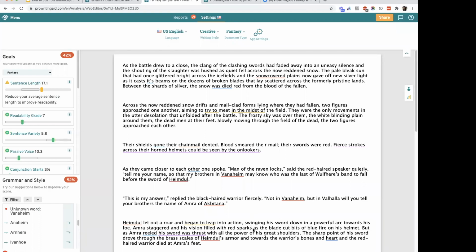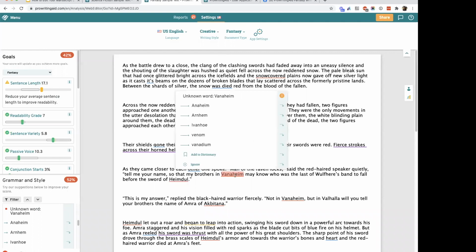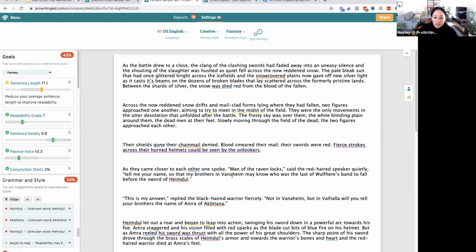Do you want to show people how they can add things to their dictionary? I think that's really important for fantasy writers that have strange character names and places, etc. Yep. So anywhere you have a misspelled word, you can just hover over it and hit add to dictionary, and you can see it just disappears because it's now been added to our dictionary. So it's no longer a spelling error, which is awesome.